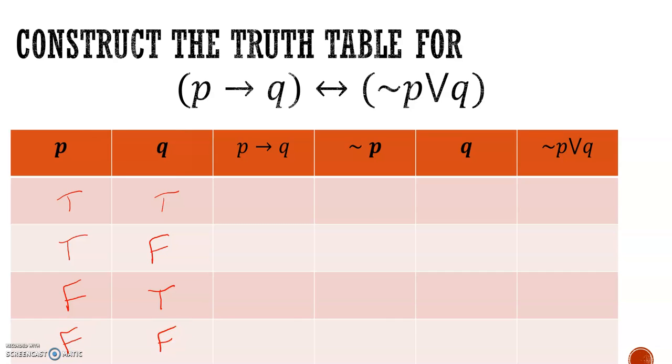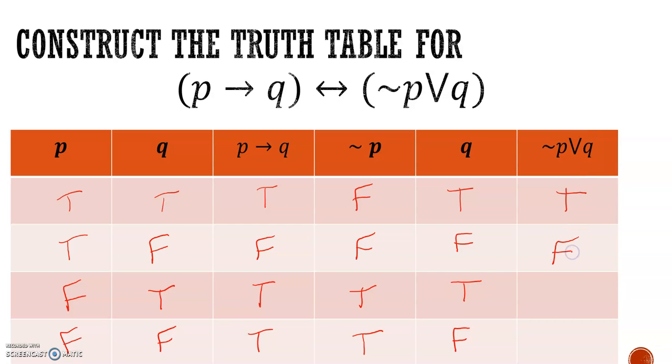Looking at our P implies Q, true, false, true, true. We're going to look at our not P column, false, false, true, true. Our Q column stays the same, true, false, true, false. Not P or Q. False or true is true. False or false is false. True or true, true. True or false, true.